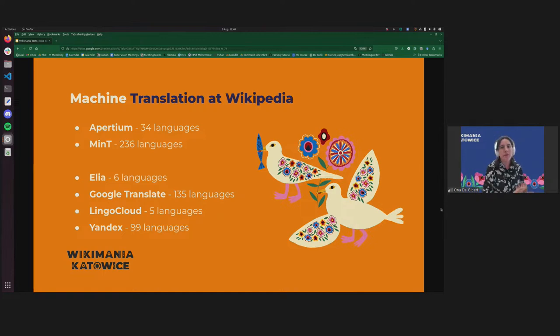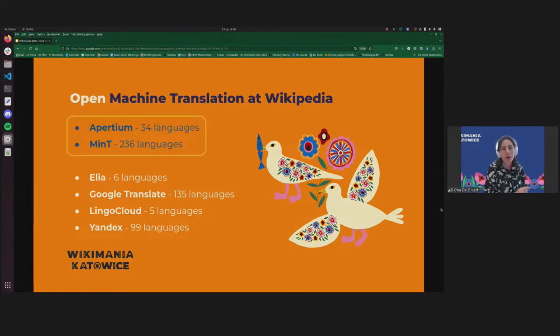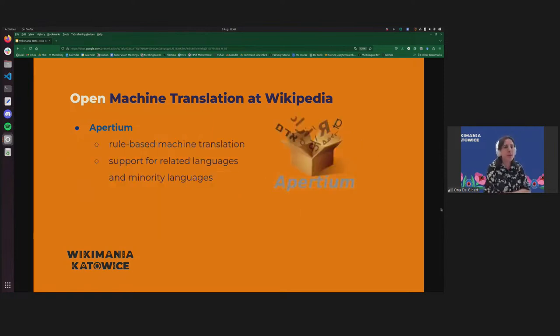So these are the different translation services that are offered by the content translation tool in Wikipedia and some of the languages that they cover. Some of them may be familiar, such as Google Translate or Yandex, but actually only the top two are open source initiatives. So let me just give two words about it. The first one is Apertium. It is a rule-based machine translation system, which means that it is based on rules defined by humans, and it has support for related languages, many of them minority languages, in fact.